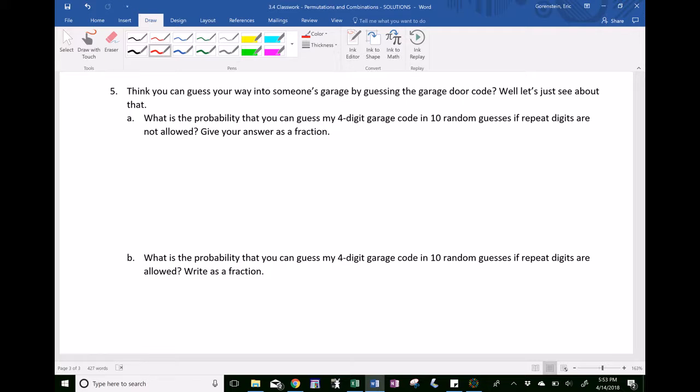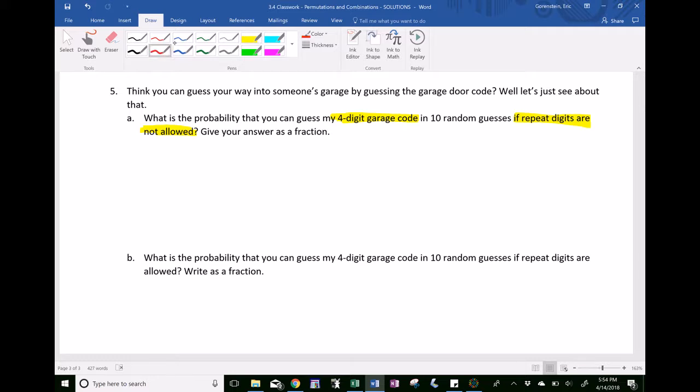So what counting process are we using here? It's a 4-digit code, which means you have to type the 4 digits in the correct order, so order matters, and repeats are not allowed. So, order matters, no repeats. This is a permutation. So, the number of possible garage codes, we'll use permutations to count that.